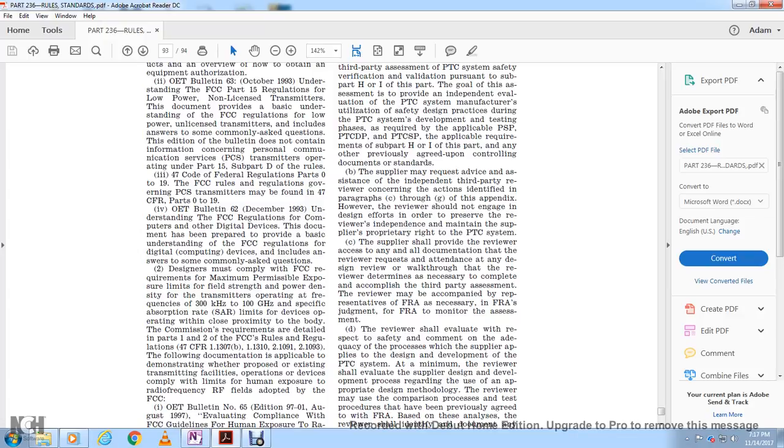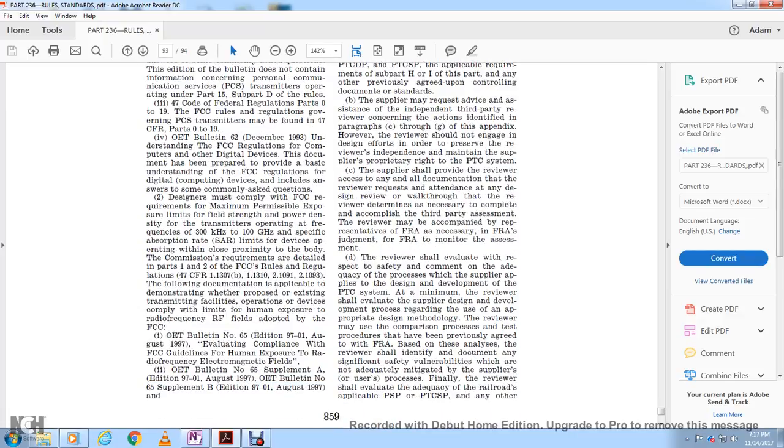The commission requirements are detailed in Part 1 and 2 of the FCC rules and regulations of Title 47, 1.1307, 1.1310, 2.1091, 2.1093. The following documentation is applicable to demonstrating whether proposed or existing transmitting facilities and operating devices comply with limits for human exposure to radio frequency (RF) fields adopted by the FCC.